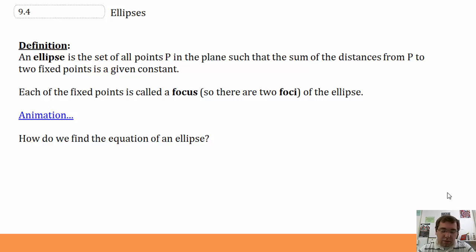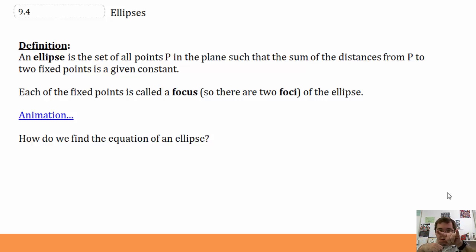An ellipse is the set of all points P in the plane such that the sum of the distances from P to two fixed points is a given constant. If you remember the circle, we had one fixed point, the center, and a fixed distance, the radius, and we took all the points that were that fixed distance away from the center.